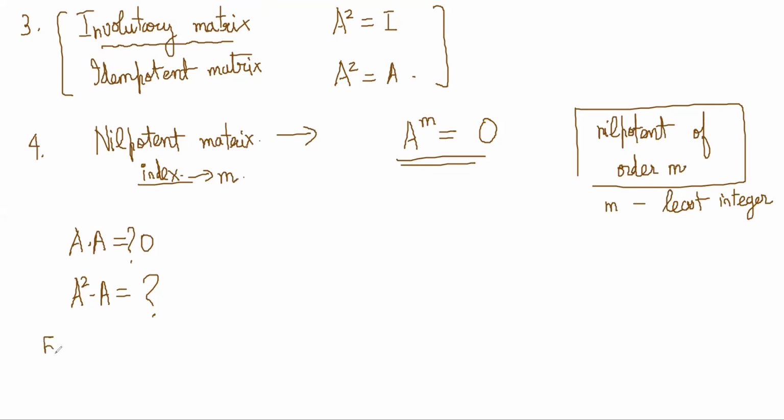Now there is a fifth special type, the unitary matrix. Again, this is just a name. A unitary matrix is such a matrix which A into, one second, somebody is at the door.